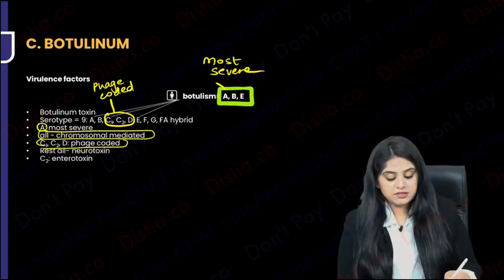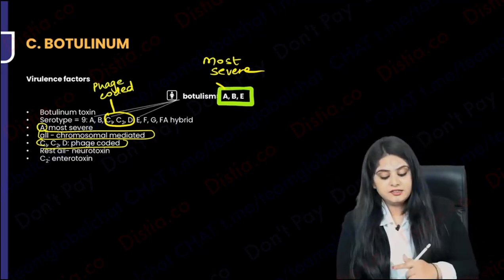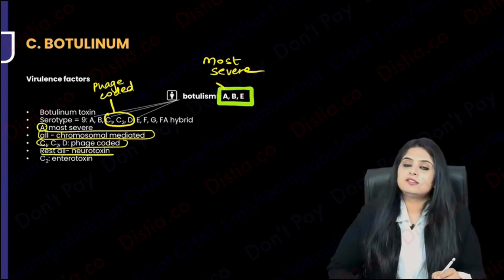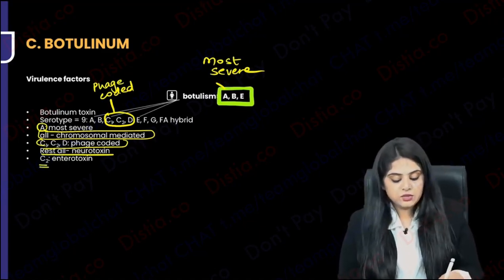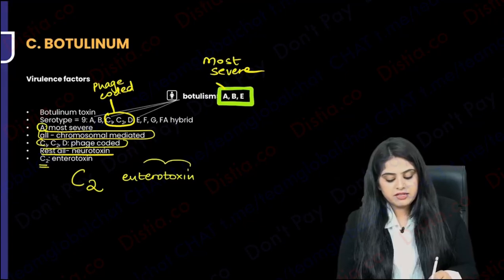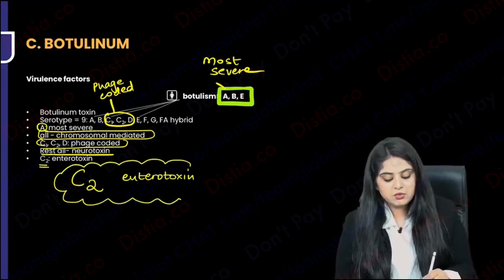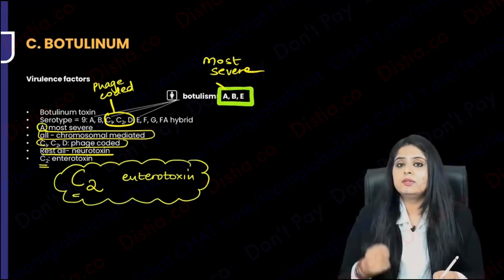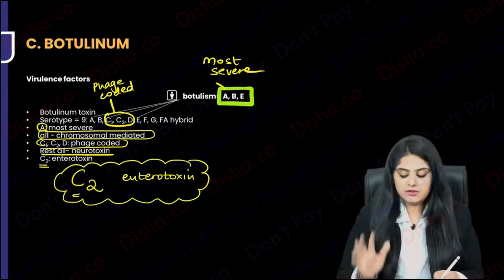Now the real question is which of them will affect the intestine and which of them will affect the brain. So all of them are neurotoxins. Sub neurotoxins. Only this C2 is an enterotoxin. This is the one which is going to go and affect the intestine. So remember the C2 is going to be the colon C, so C2 is going to be the colon enterotoxin, and the rest all of them are neurotoxins.